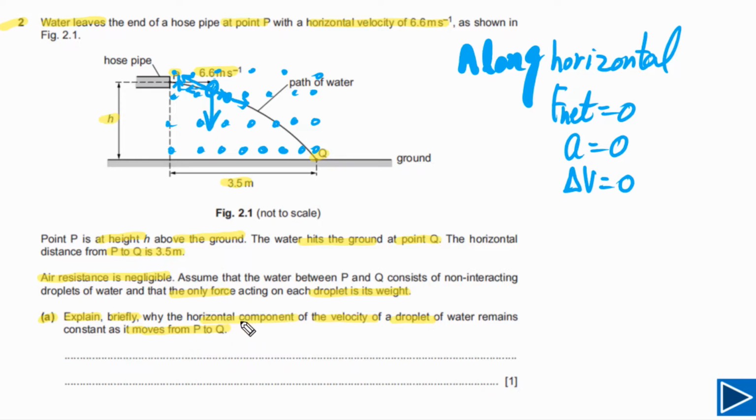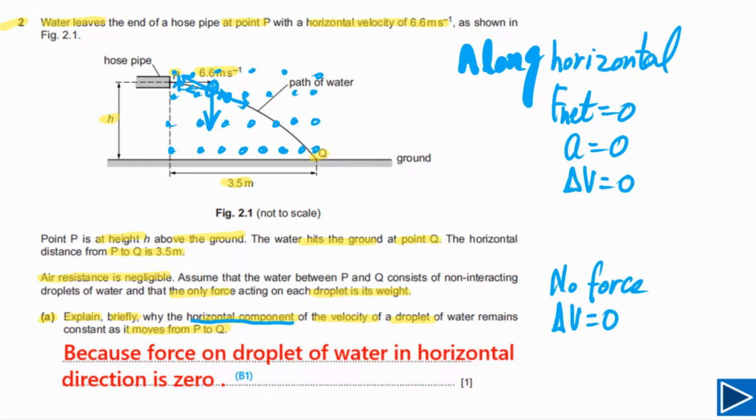But this question is only asking us about the horizontal component. As there is no force along horizontal, it simply means that the horizontal component will remain constant. So you can say no force along horizontal, no net force, better to say no net force. So delta v is equal to 0. So let me show you how you can write down the answer. This is how you can write down the answer. If you have mentioned this point, because force on the droplet of water in horizontal is 0, this is the main point. If you have written this one, you will get 1.